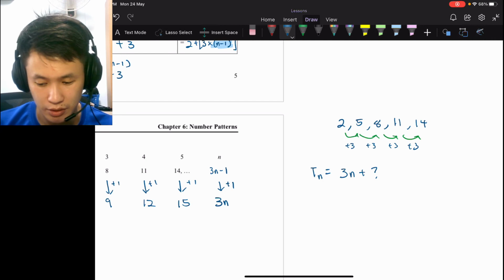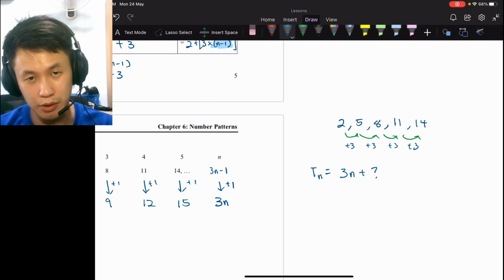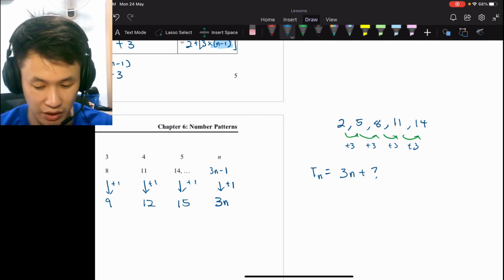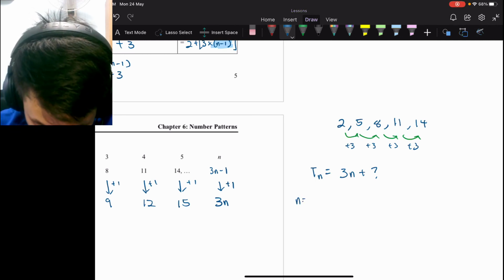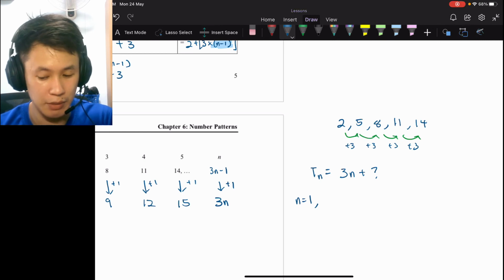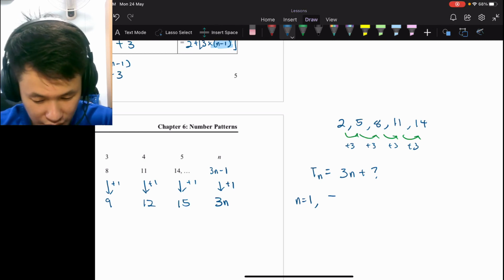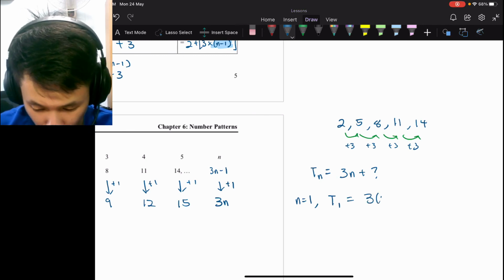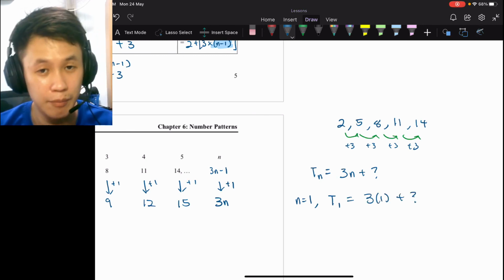Why the question mark? The question mark is very important because we need to check whether there is anything it adds on to have the general term. Now I'm going to let n equal 1. What does n equals 1 mean? n equals 1 means the first term, right? So T1 is equal to 3 times 1 plus this question mark over here.